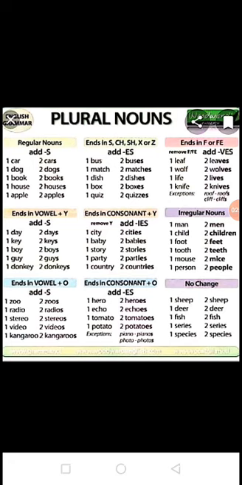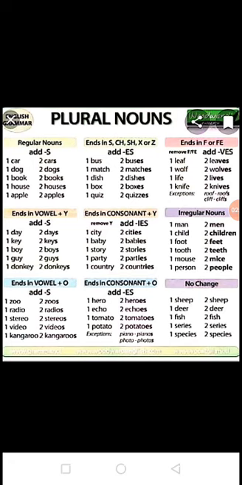Leaf, leaves. Wolf, the f is there. To make it plural, we should remove or drop f and add ves. Wolf, wolves. Life, lives. Knife, knives. And see, exception examples are also given. Roof, roofs; cliff, cliffs. These are the exceptions.